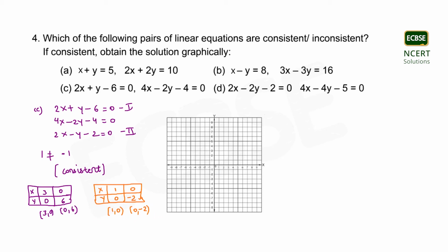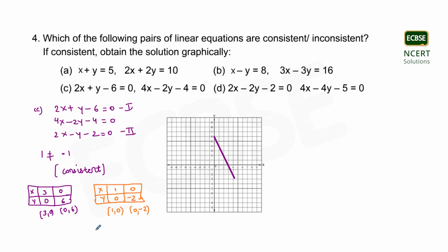Okay. Now in order to represent these two tables over the graph, we will mark the 2 points from the first table, that is 3, 0, which is this point, and 0, 6, which is this point. Now we will draw the line which passes through these two points, that is this line, right?